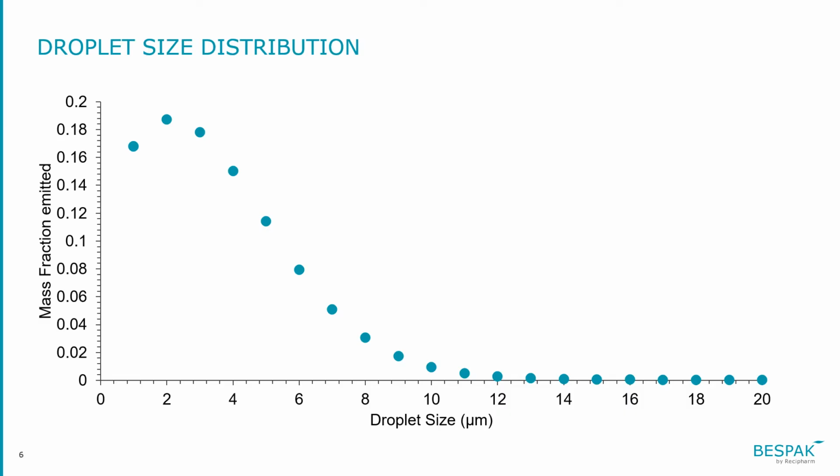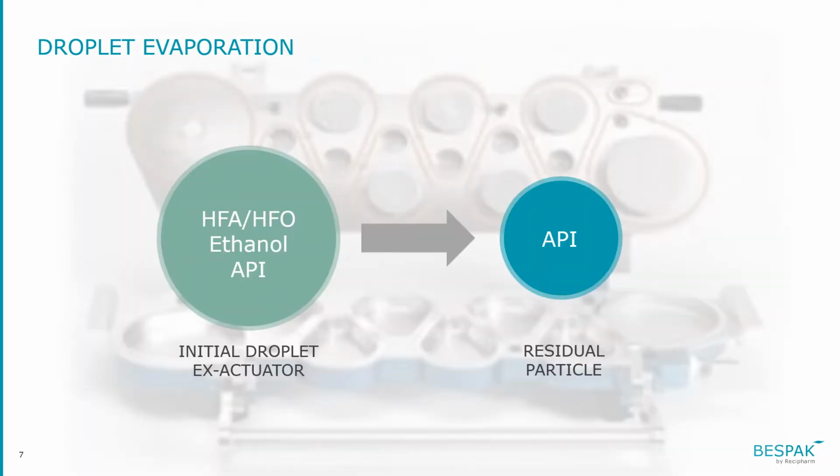A further metric of significance is the residual particle size distribution, or the impactor stage performance. This is linked to the droplet size distribution generated by the device, and the correlation between these is being explored in a current study at Recipharm. The emitted droplets undergo evaporation post-actuator. Size and morphology may change as a result of this.